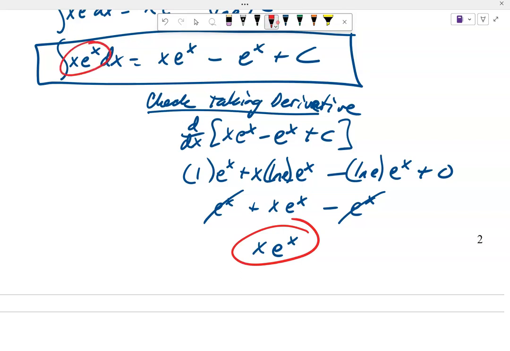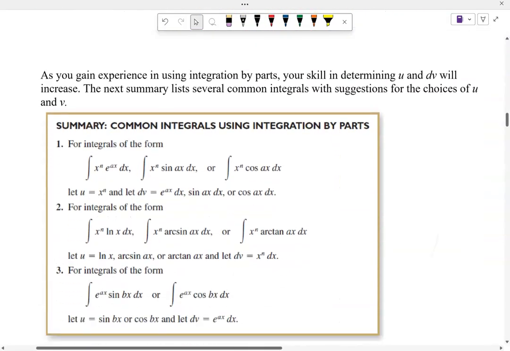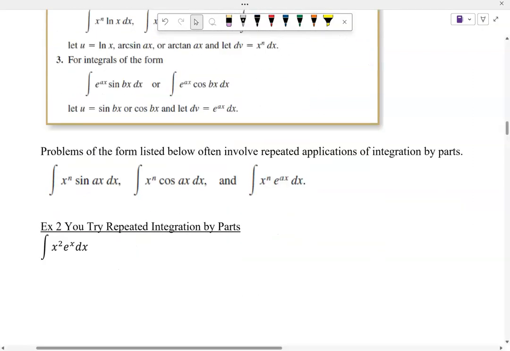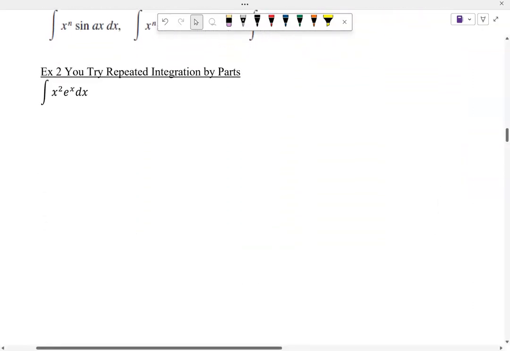You can check it, right? You make sure your integration by parts is correct if you wanted to. We won't check it every time, but that's how you're going to roll with that. So here's some common integrals using integration by parts and just kind of some tips. I think more than anything, it's kind of a little bit of trial and error initially. So let's go ahead and do this one.